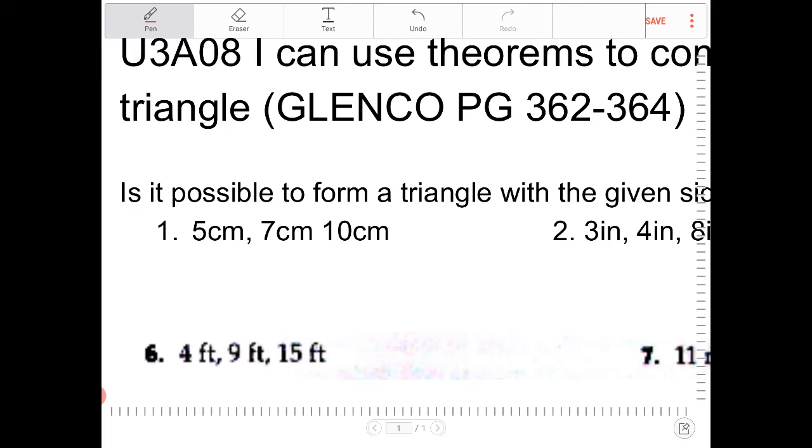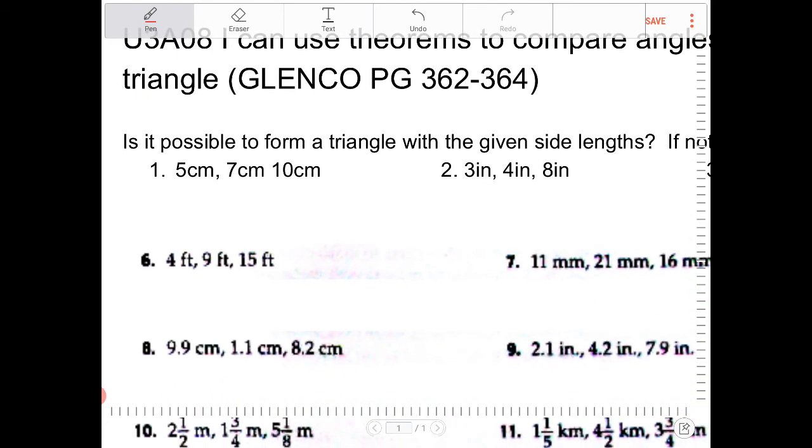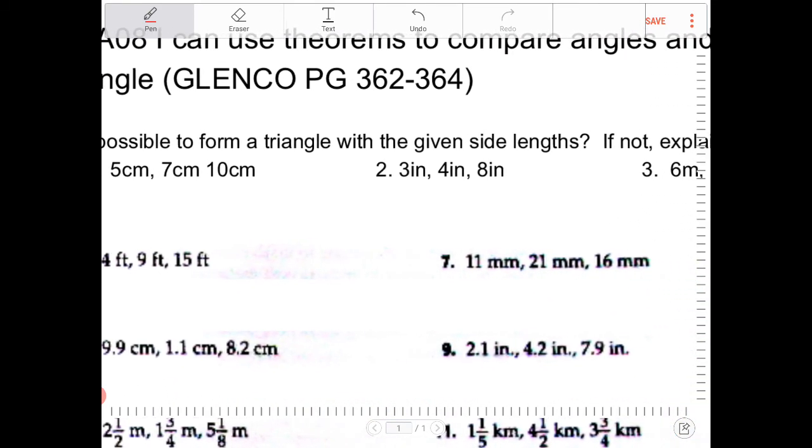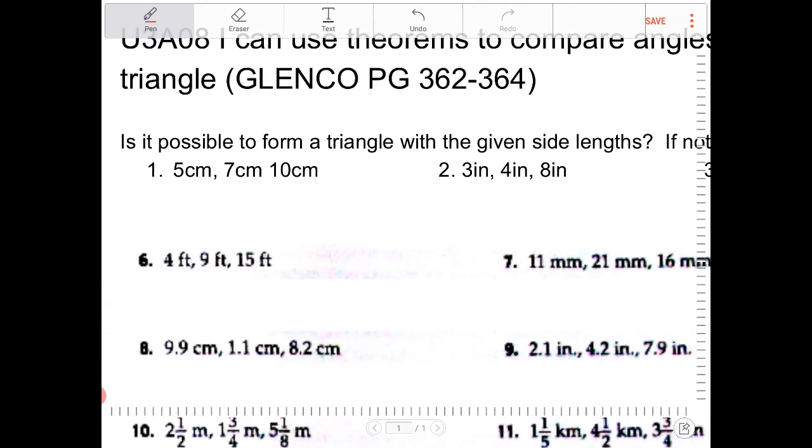Let's take a look. In this exercise, we are going to be applying the triangle inequality theorem, which then will allow us to determine a range of different values for a third side. If we know the first two, we can also determine whether or not a triangle will exist based on the side lengths that are presented to us. Let's take a look. So the first question here, the instruction says, is it possible to form a triangle with the given side lengths? If not, explain why not.